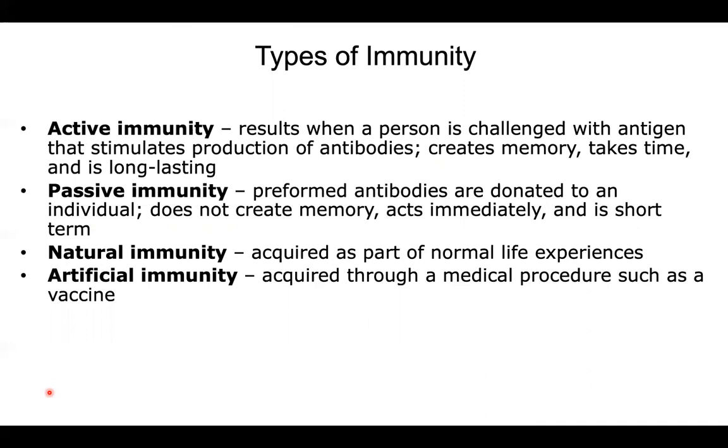So passive immunity, with preformed antibodies, would be antibodies that are given to you through breast milk when you're an infant, as well as if you had a monoclonal antibody injection when you were ill with something. That would be passive immunity. It means you're not making the antibodies yourself. You're getting them from somebody else. You also have natural immunity and artificial immunity. Natural immunity, you acquire as part of your normal life experiences with the different infections you get exposed to. And artificial immunity, you get through vaccines.